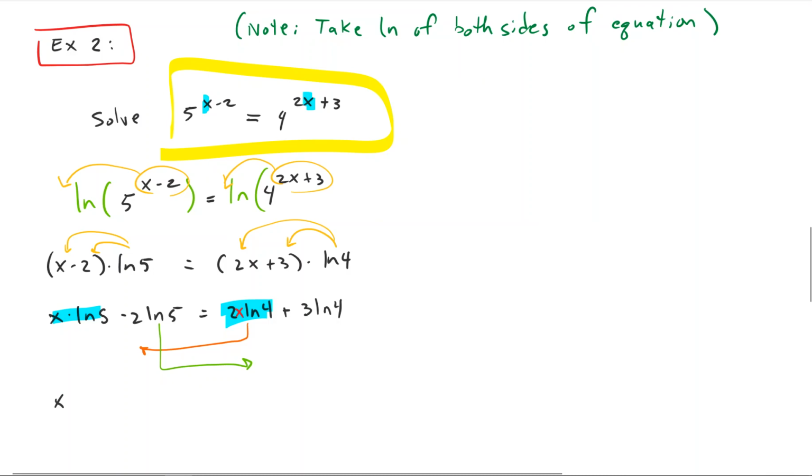We've got x times the ln of 5 that is already on the left. It'll stay there. And we'll have the negative 2x times ln of 4 that came from the right side and became negative. Then we'll have equals, and we will have the 3 times ln of 4 that was already on the right. And then the negative 2 ln of 5 will come to the right side and it'll change to be positive.